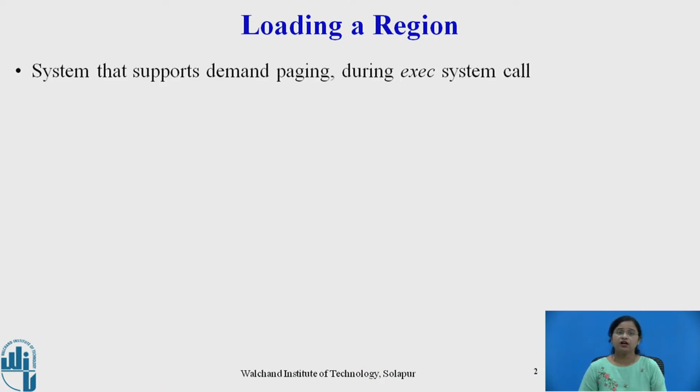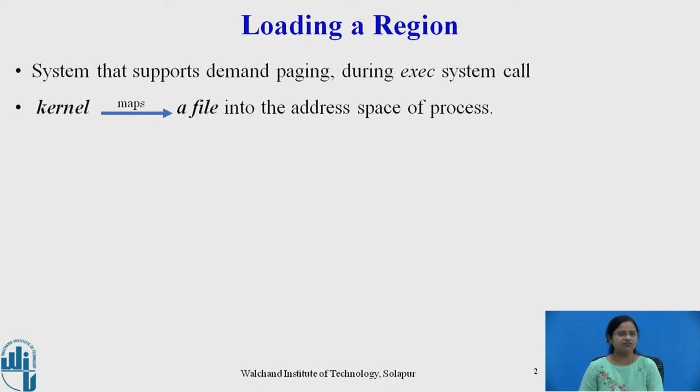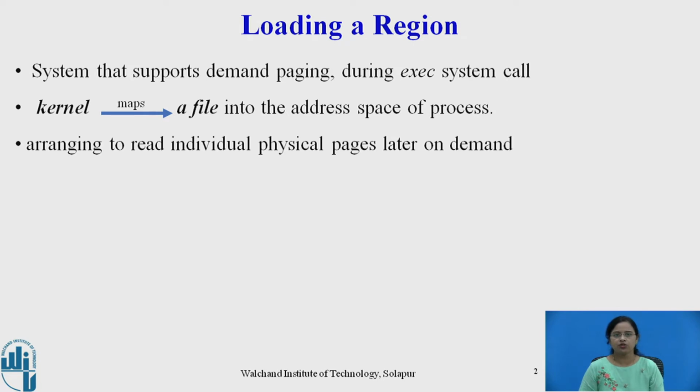So, loading a region, when does this happen? If your system supports demand paging, then load region will be invoked during the exec system call, and the exec system call is invoked after the fork system call. As we know, the kernel maps a file into the address space of a process. The address space of a process is nothing but a region. So, the kernel maps a file into the address space of a process, arranging to read the individual physical pages later on demand, whenever there is a demand for those physical pages.